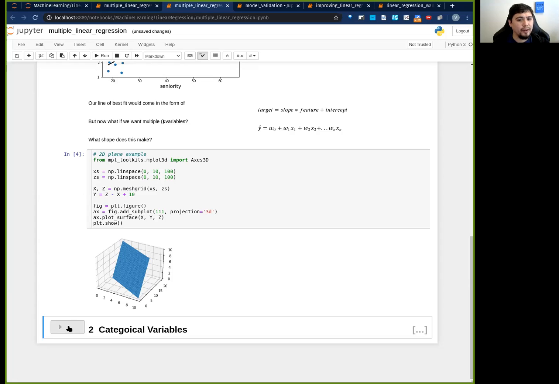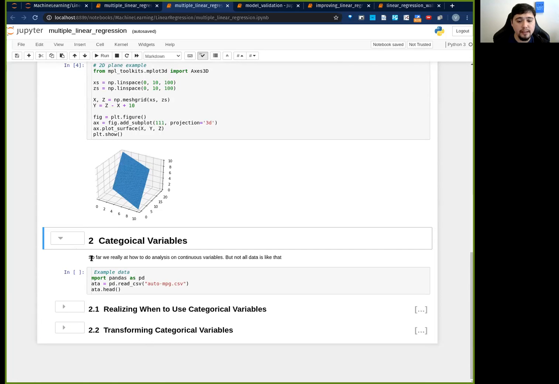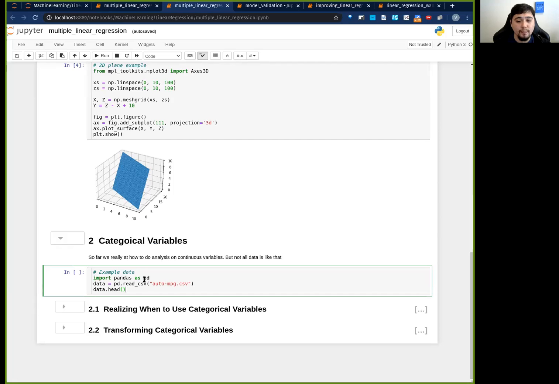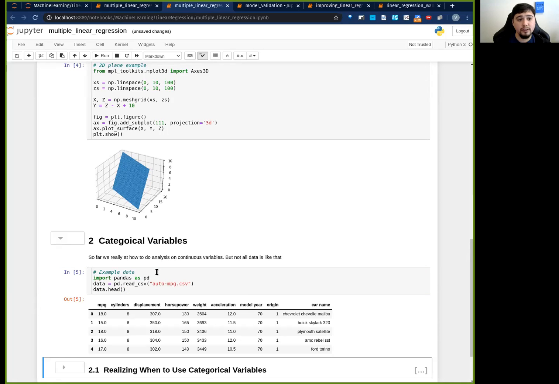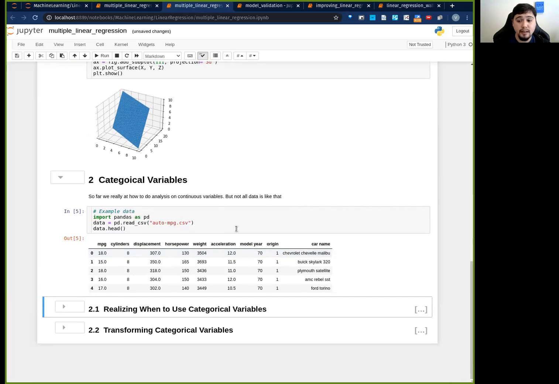I like to think of it more like dials, though this is the classic mathematical interpretation of multiple linear regression. Okay, so this takes us to categorical variables. This is actually similar if you guys have gone through section topic 18. I think this actually comes from that topic.